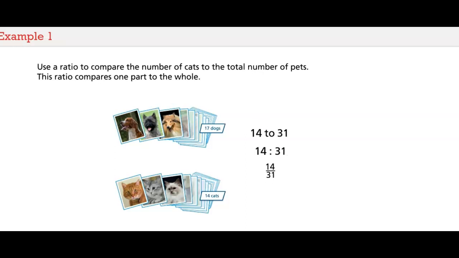This ratio compares one part to the whole. What does the term 31 represent? How does this ratio compare one part to the whole? Explain.